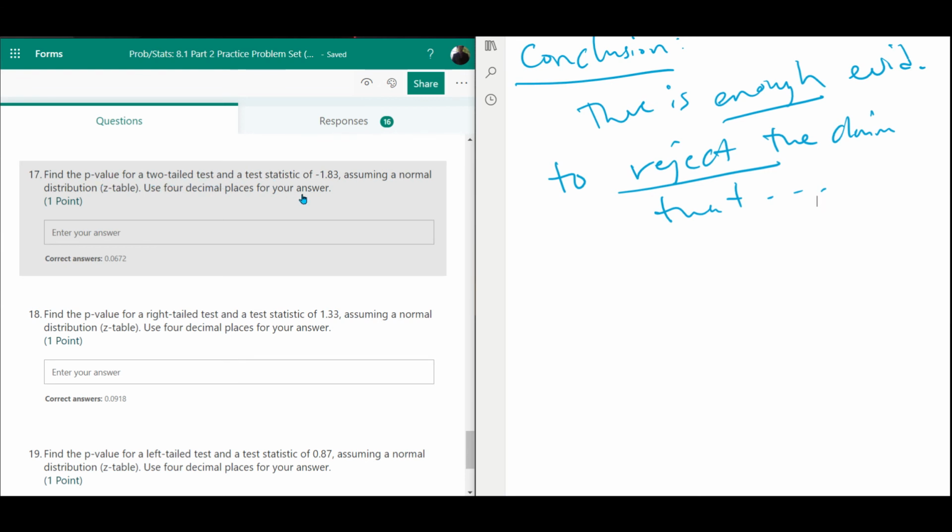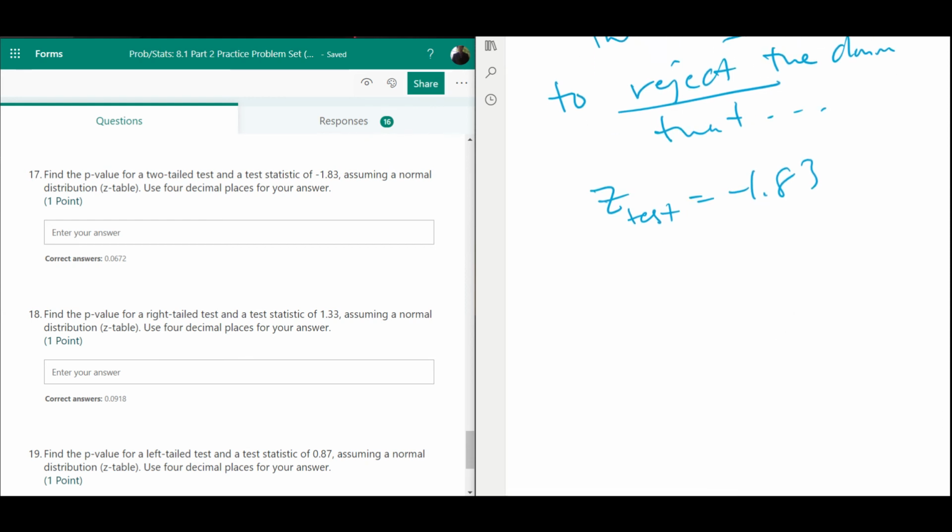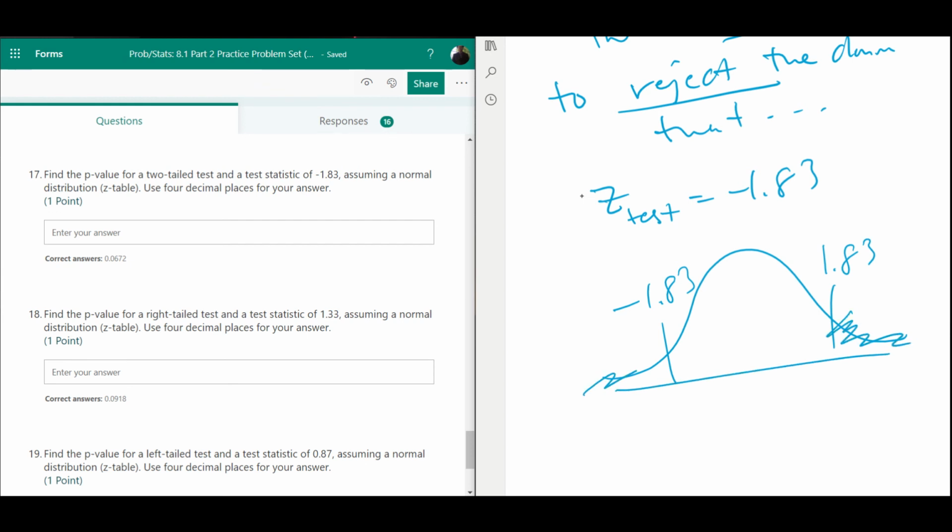Find the p-value for a two-tailed test and a test statistic of -1.83, assuming a normal distribution, z-table. Use 4 decimal places for your answer. So our z-test is negative 1.83. So we got to look that up. It says a p-value for a two-tailed test. That means we have negative 1.83, but we also have positive 1.83. So we got to figure out the shaded region. So let's look up this region using the z-chart, negative 1.83.